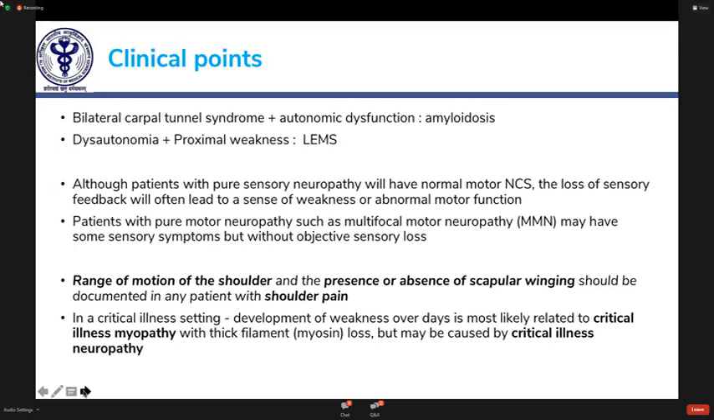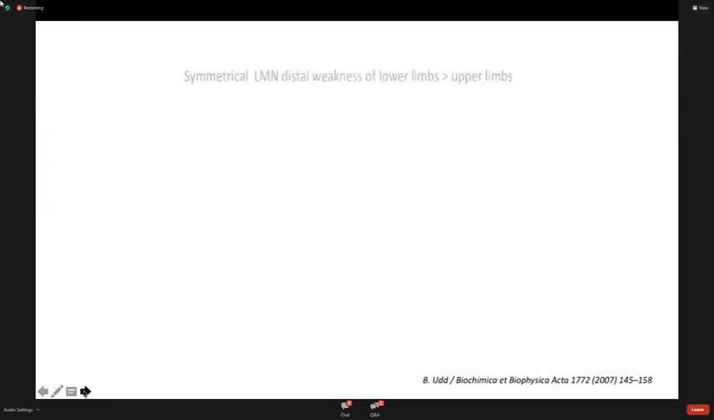In critical illness neuropathy or myopathy, when you have development of weakness over days, it's usually more likely to be critical illness myopathy, but it can cause critical illness neuropathy also. But usually weakness developing over days is more likely to be a critical illness myopathy.